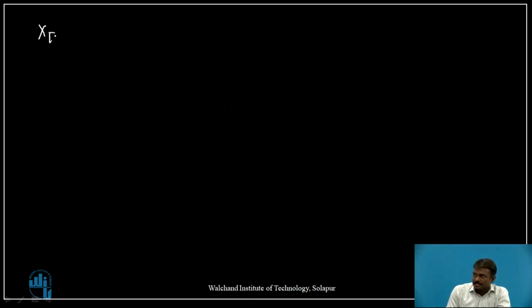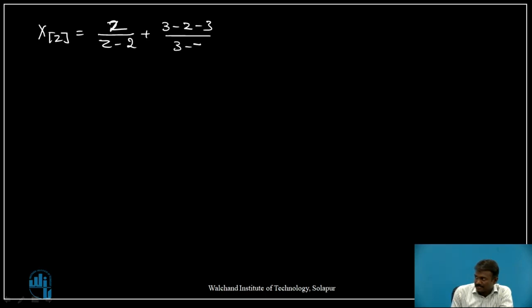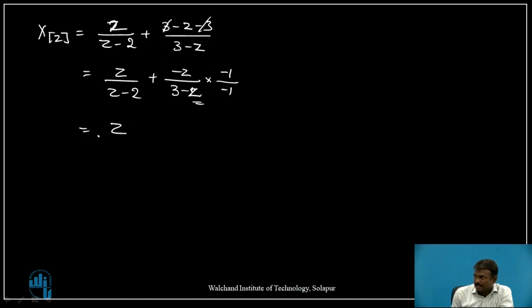So further X of z is simplified as z divided by z minus 2 plus (3 minus z minus 3) divided by 3 minus z. So 3 and minus 3 will get cancelled. So this will be written as z divided by z minus 2 plus minus z divided by 3 minus z. Now in this second term we multiply both numerator and denominator by minus 1. So further this will be written as z divided by z minus 2 plus z divided by z minus 3.